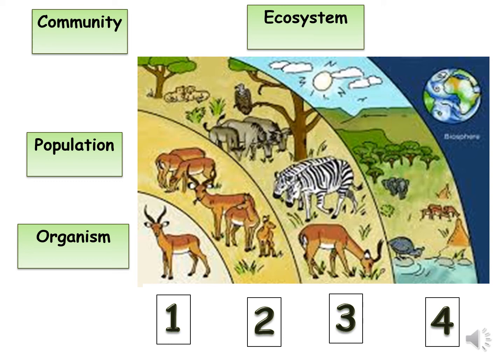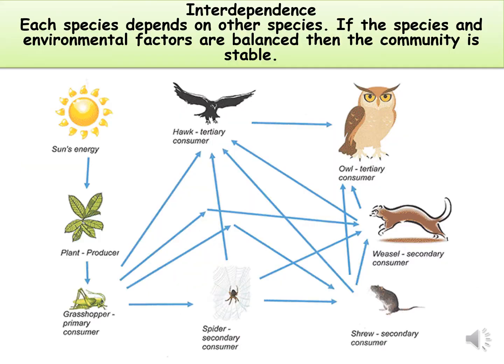In this lesson, we're going to look at communities and adaptations. Now, we need to know what all of these keywords mean. An organism is a living thing. A population is all the organisms of one species living in a habitat. A community is the population of different species living in a habitat. And then finally, ecosystem: the interaction of a community of living organisms with the non-living parts of the environment.